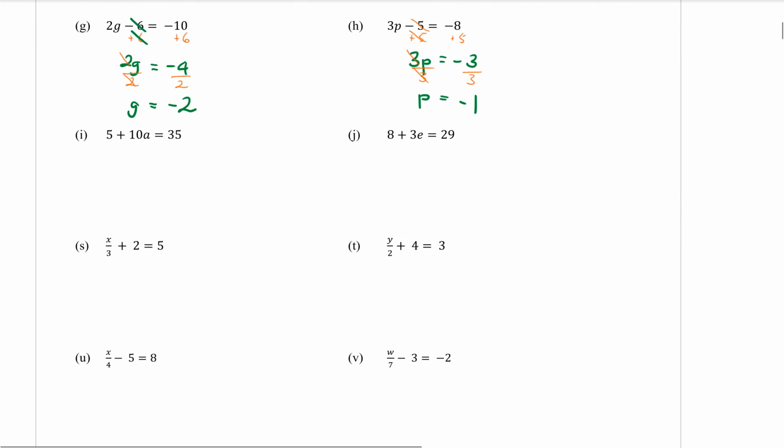So for I, the 10A is the center. They've got to stay together, and the 5 is the one that has to go first. It is a positive 5, so the opposite is going to be to subtract that 5 from both sides. 10A will then be by itself. 35 minus 5 is 30. The second step is back to normal, so divide by 10. And we get A equals 3. All right, try J. J is very similar to that one.